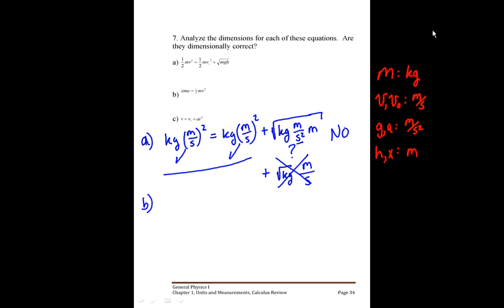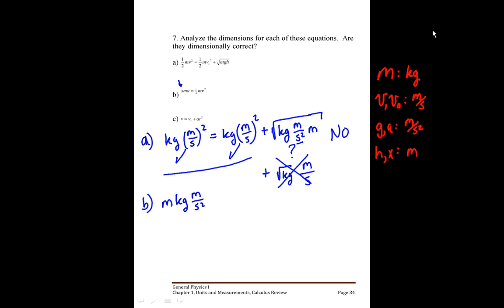All right, let's go to part B. X is in meters, M is in kilograms, and A is in meters per second squared. You will see a problem like this on the test, probably in the multiple choice. Make sure that you are very careful when you're putting in the units, because you see X is in meters, and then M is actually in kilograms. So just be careful of that, because sometimes people get confused.